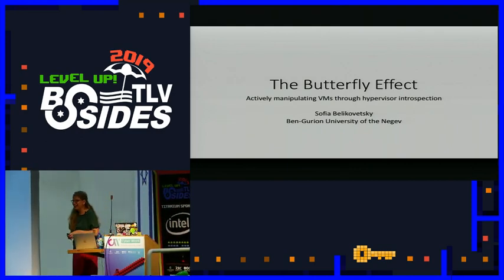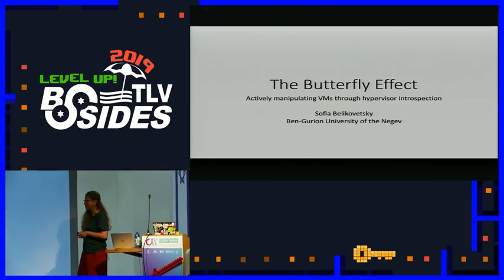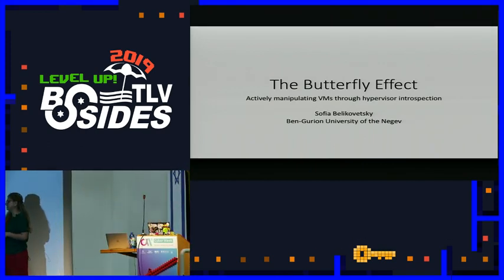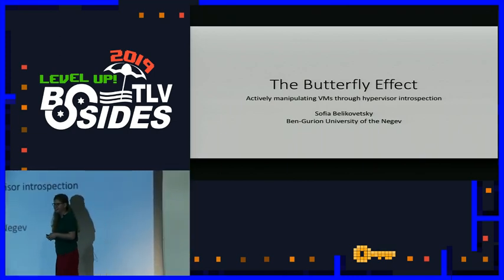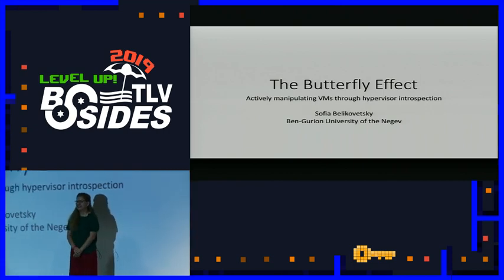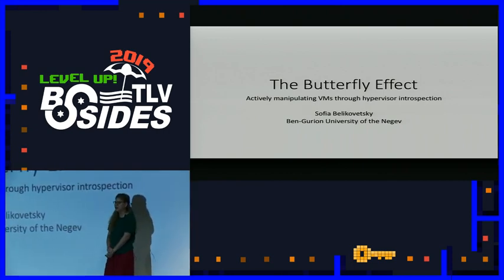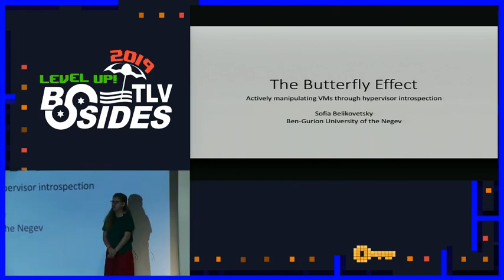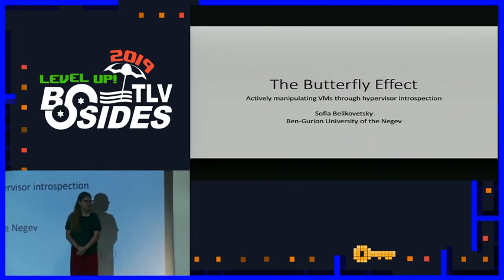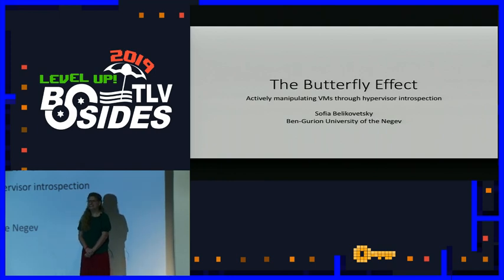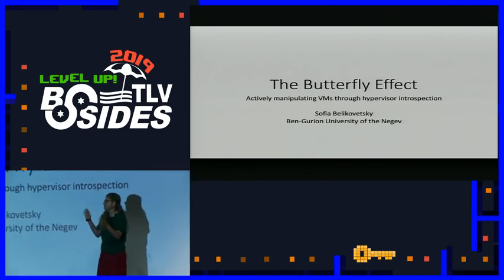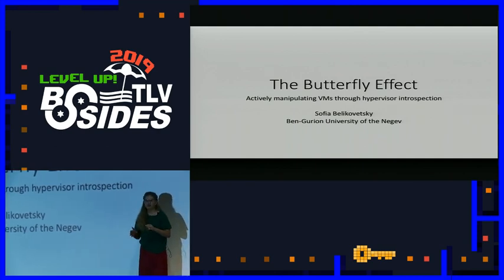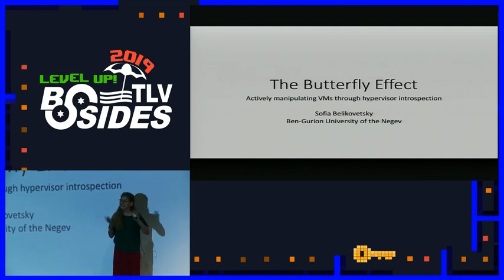Thank you. Hi. So like mentioned, I'm Sophie. And this talk is titled The Butterfly Effect, after a term in chaos theory that says that even minor changes at the right time can cause big consequences. The example that's usually given is that even a butterfly flapping its wings on one side of the world at the right time can cause a storm on the other side of the world.